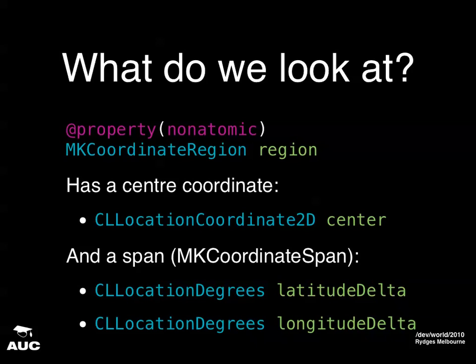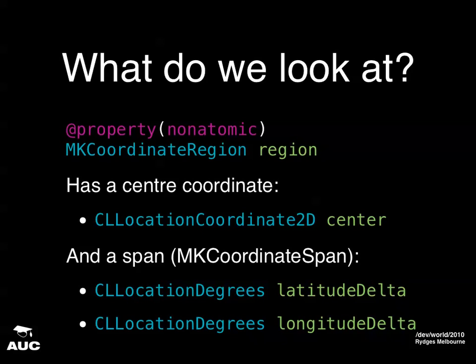It's just a C struct. Inside there are two components: a CLLocationCoordinate2D called center, which is just a longitude and a latitude. So literally I'm at this position, you know, minus 140 and 49. And a span. A span is another struct with CLLocationDegrees in it, called latitudeDelta and longitudeDelta. What they are is the number of degrees of how far you want your map to be showing.